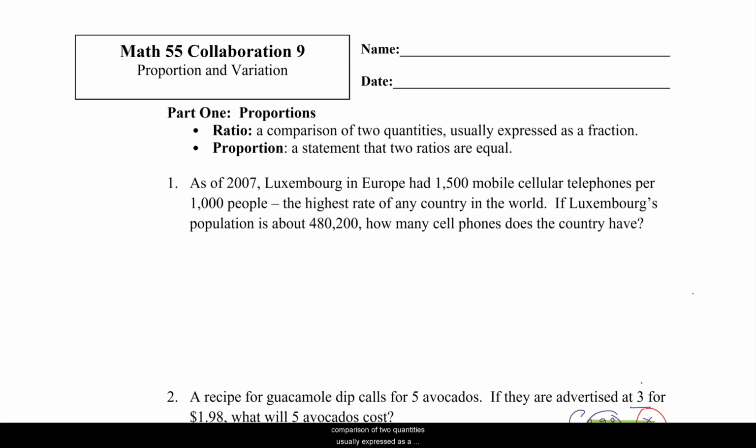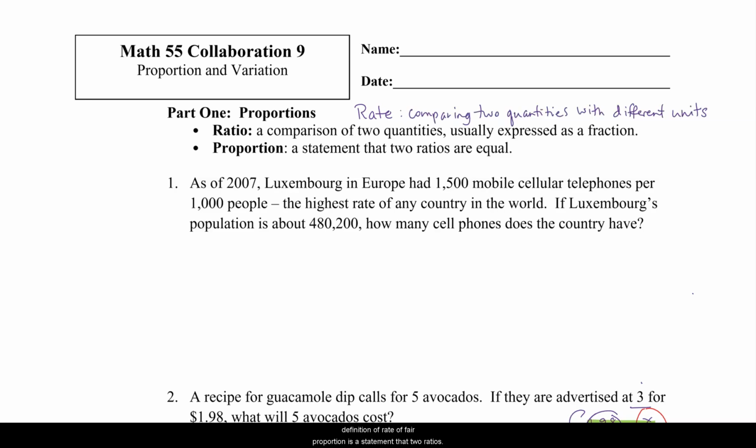A ratio is a comparison of two quantities, usually expressed as a fraction. There's a similar word, rate, that's also a comparison of two quantities, but the difference between them is a rate has different units inside it. Think of miles per hour, kilometers per second, dollars per ounce. We have different units. In a ratio, the units are the same. So we'll include that definition of rate up there.